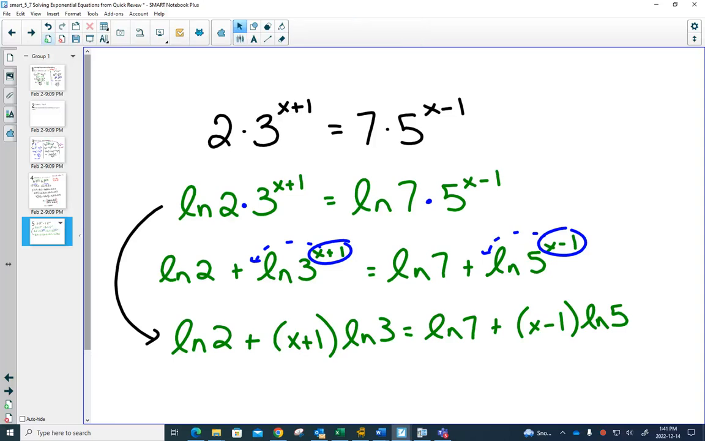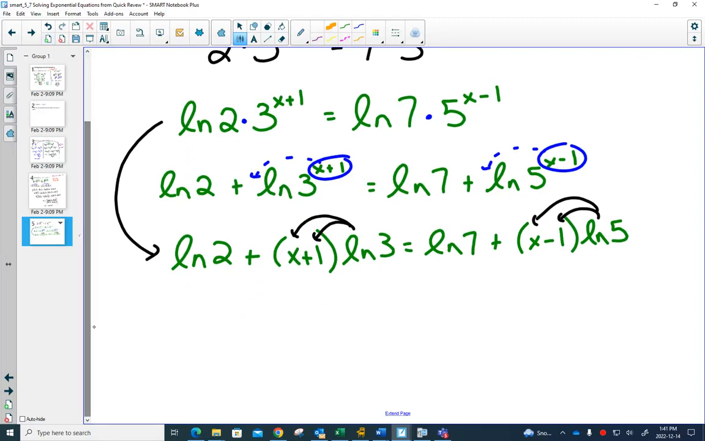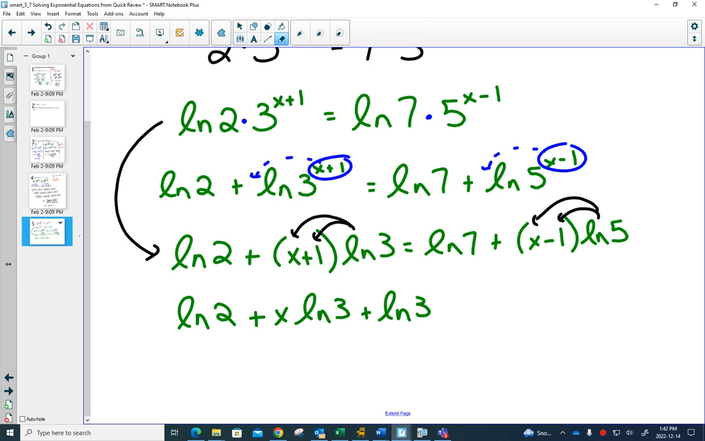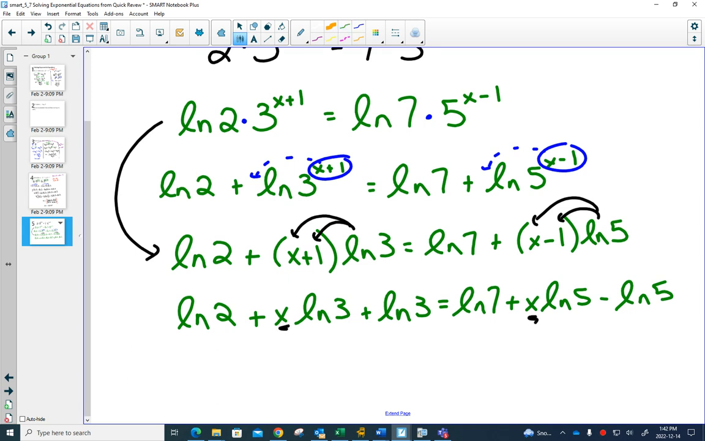Now, we're going to have to distribute, right? We can distribute this. We can distribute this. We would get natural log of 2 plus x natural log of 3 plus natural log of 3 equals natural log of 7 plus x natural log of 5 minus natural log of 5. I've distributed. I have two terms with x's. There's an x here and there's an x here.